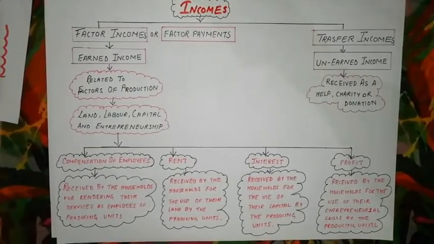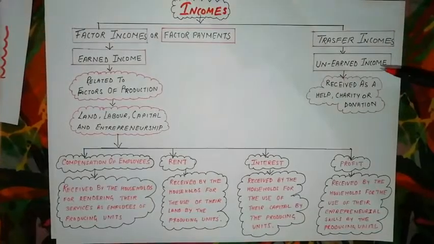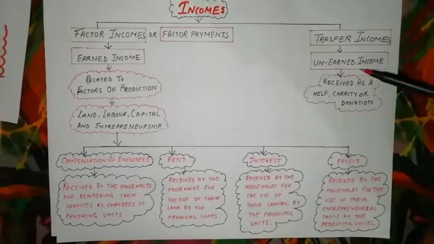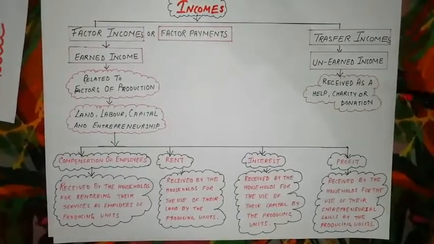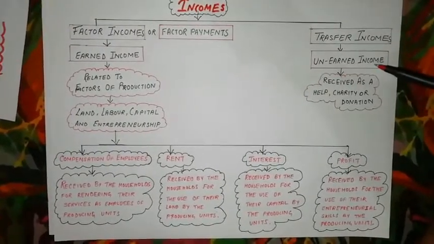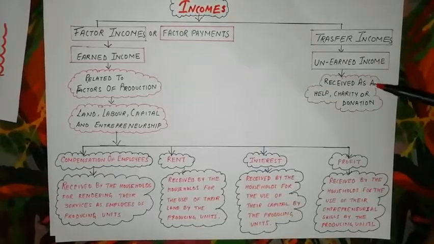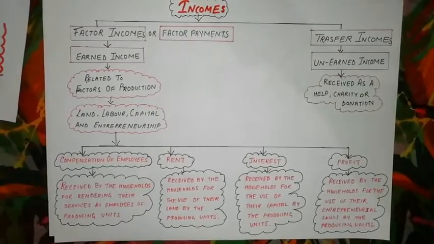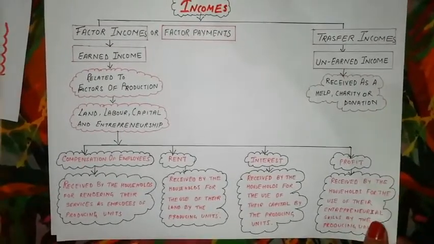Now what is transfer income? We have seen factor income is earned income. So the opposite of it is transfer income. Transfer income is such a kind of income which is not earned, or you can say it is unearned income, received as a kind of help, charity, donation, etc. So I hope this topic is clear to you.